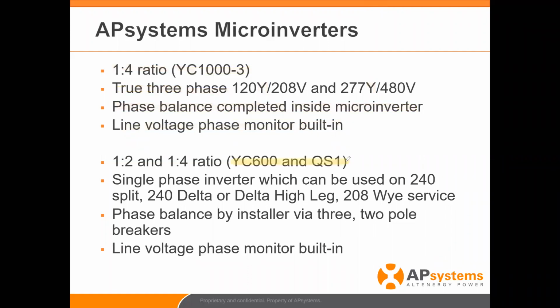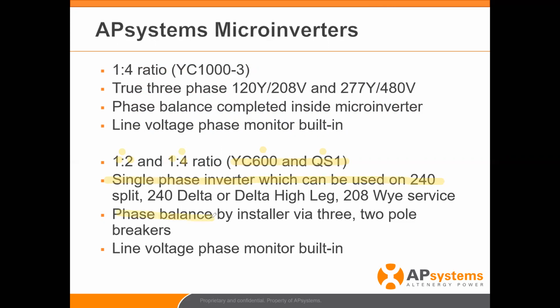Regarding the 600 and QS1, again, just a reminder, these two are single phase inverters. So they actually have 2 lines of power and a ground. But again, the 600 is the 1-to-2 ratio, the QS1, 1-to-4. One inverter, 4 panels; one inverter, 2 panels. The single phase inverter can be used in both the 240, 240 delta, delta high leg, and 208Y.